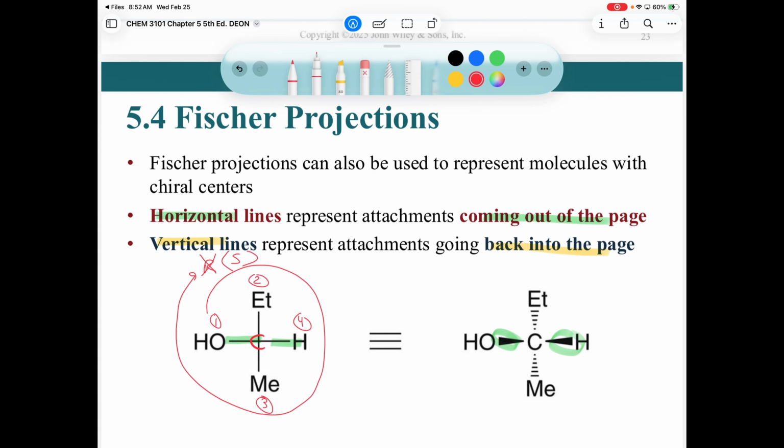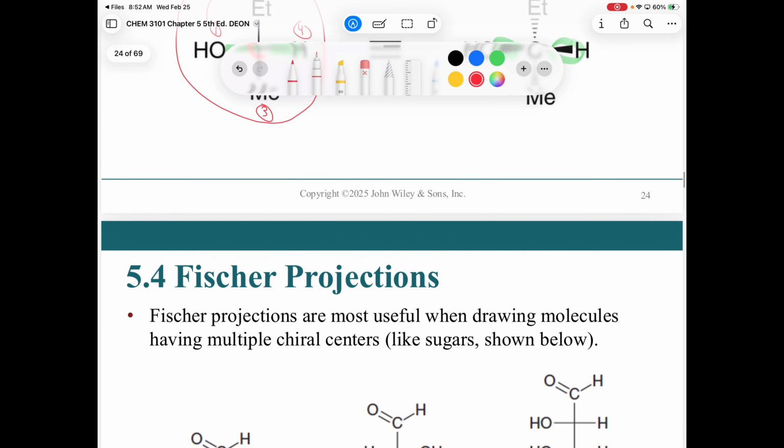Same old trick as before. Thus, and I'll repeat myself, if your lowest priority group is horizontal, you have to reverse it, right? Because it's coming out towards you, right? You have to flip it.